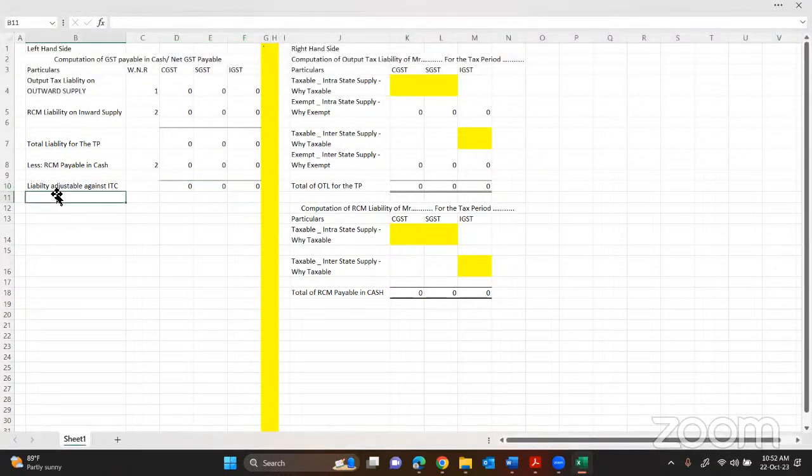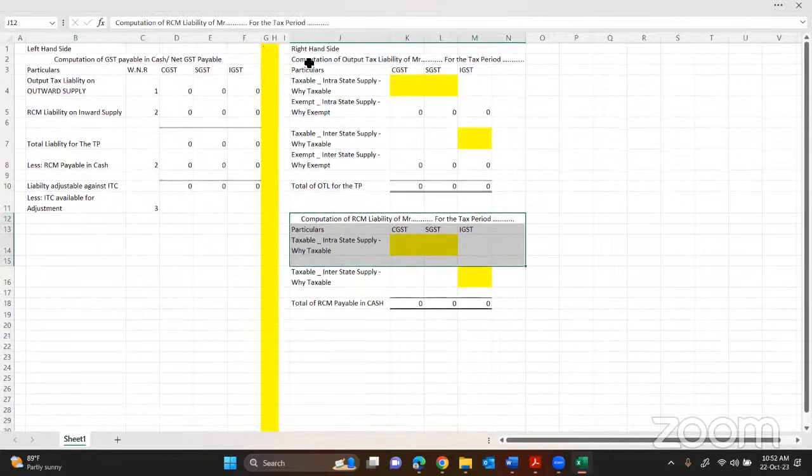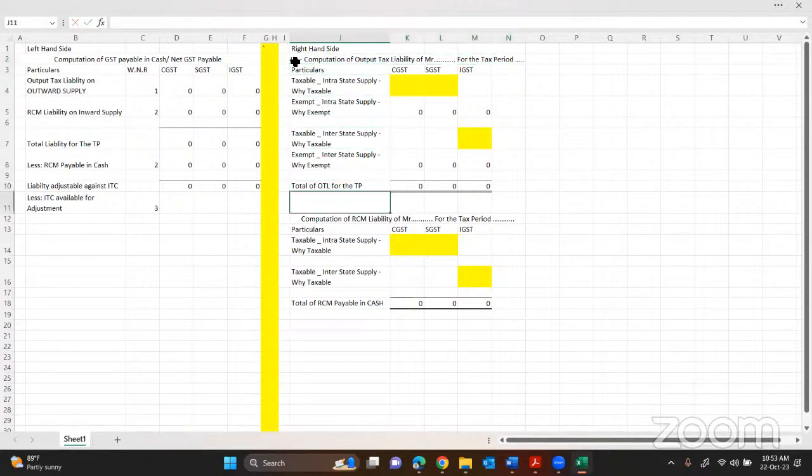Why, sir? The next line item here will be less input tax credit available for adjustment. Look at this, my wording, my dear, very, very important. ITC available for adjustment. Working note number 3. So I will go for immediate calculation. I'll go for working note number 3. So this is working note number 1. We should not forget. This is working note number 1. And here we go. I have working note number 2 coming up.